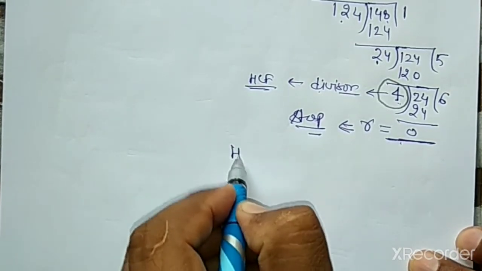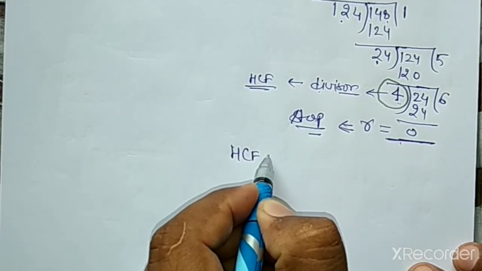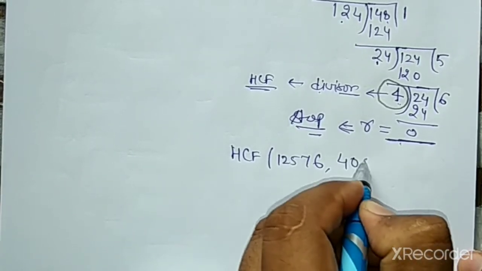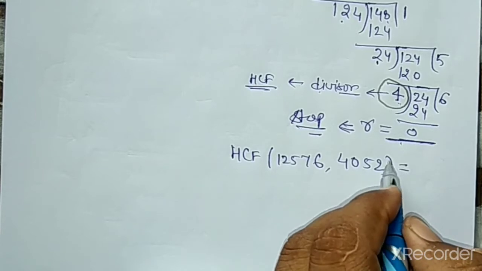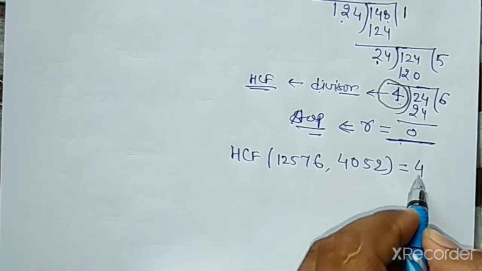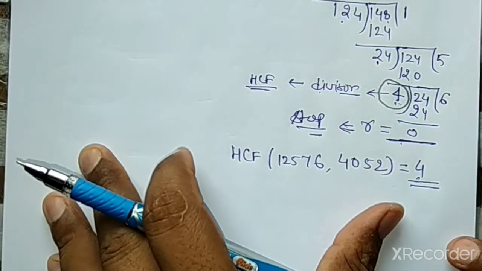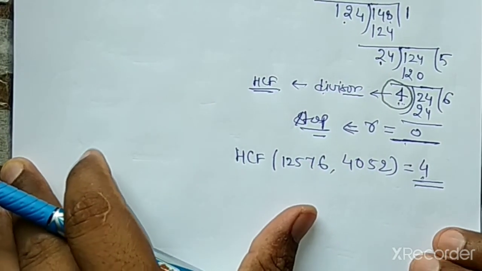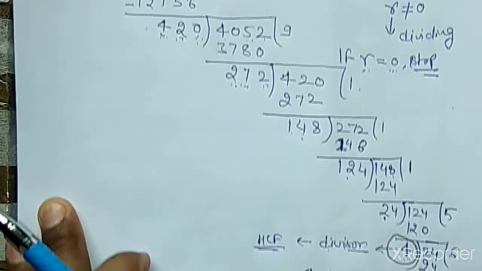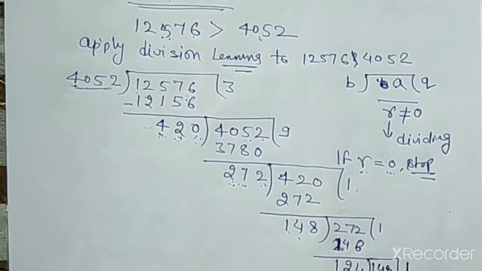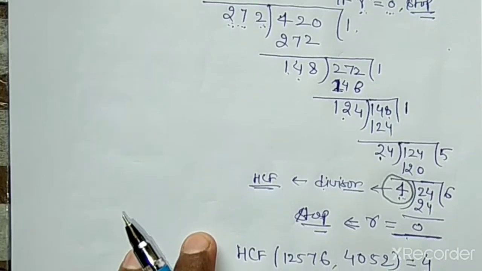So the HCF of the numbers 12576 and 4052 is how much? Only 4. Okay, that is your answer. According to the Euclid division lemma, you have to solve it like that. You have to solve it like that, only the long division method. Okay, that is the long division method.